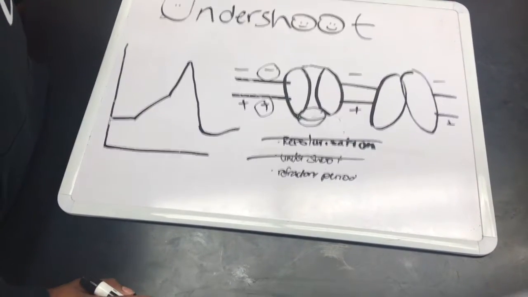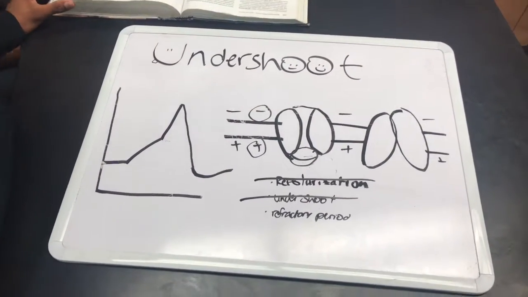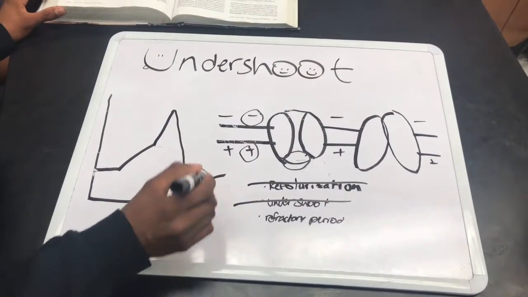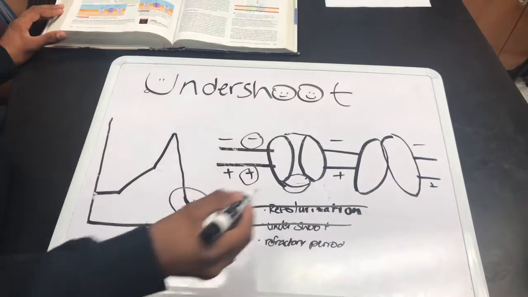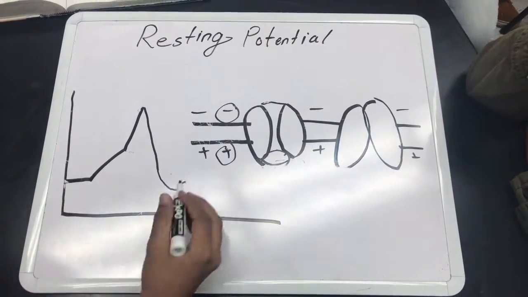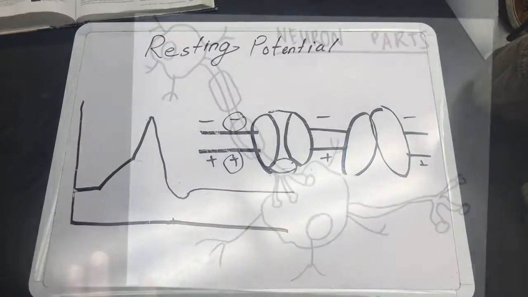This is the downtime following the action potential when a second action potential cannot be initiated, called the refractory period. So this is the refractory period, since the signal is unable to be initiated. Lastly, after undershoot occurs, it returns to resting potential, which is represented by a straight line on the graph.